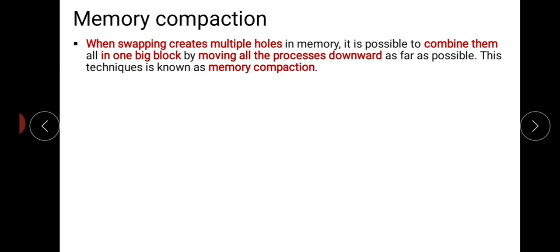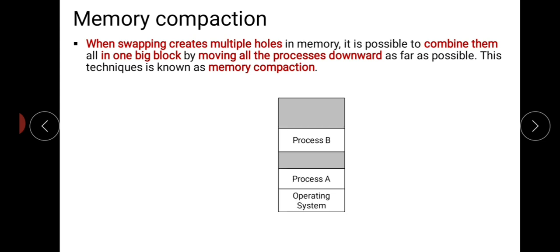The next concept is memory compaction, which is also associated with the previous concept of dynamic memory partitioning. When swapping creates multiple blocks in memory, it is possible to combine them all into one big block by moving all the processes downward as far as possible. This technique is known as memory compaction. Here you can see the operating system, the total memory, and process A and process B in memory.